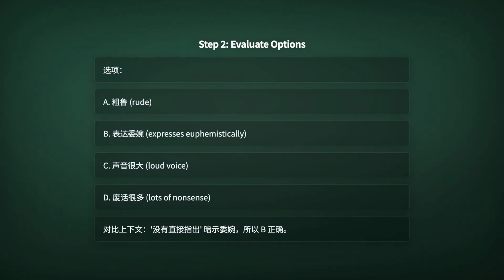Option B means expresses euphemistically, which perfectly aligns with the phrase and the overall indirect nature. Therefore, based on grammar and semantics, B is the correct choice, and this evaluation shows how to systematically rule out incorrect answers by checking for consistency with the sentence.